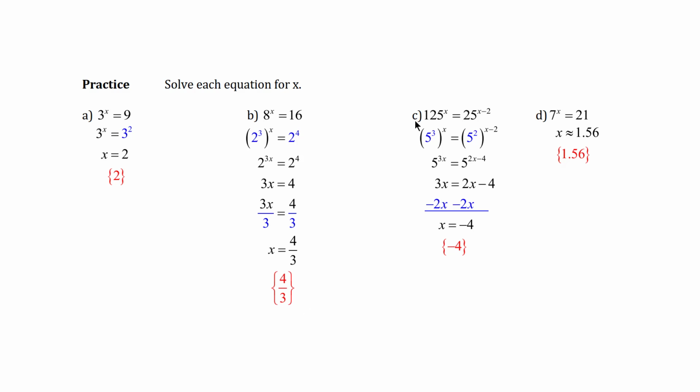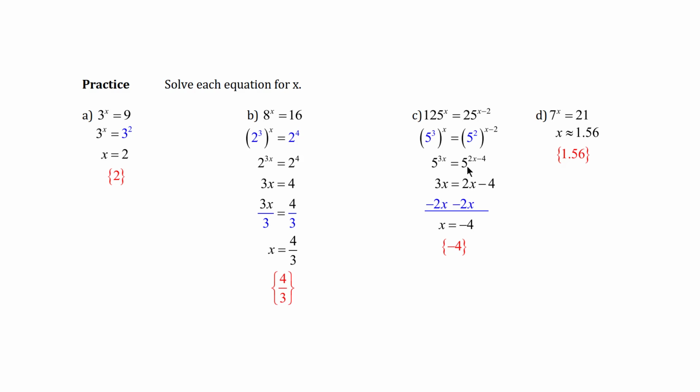Moving on to part C, we need to rewrite 125 as 5 cubed and 25 as 5 squared. We have parentheses 5 cubed raised to the x power equals parentheses 5 squared raised to the x minus 2 power. Next, we multiply the exponents together. 3 times x is 3x, and 2 times x minus 2 is 2x minus 4. So the result is 5 to the 3x power equals 5 to the 2x minus 4 power.